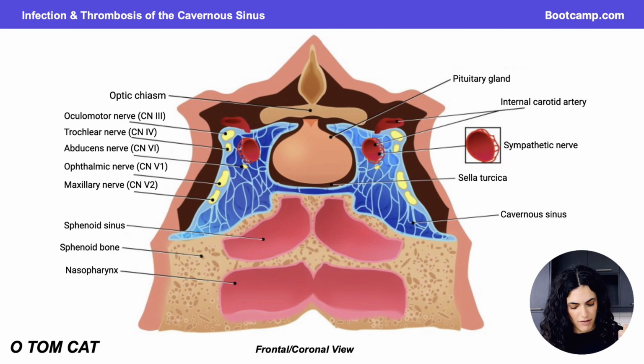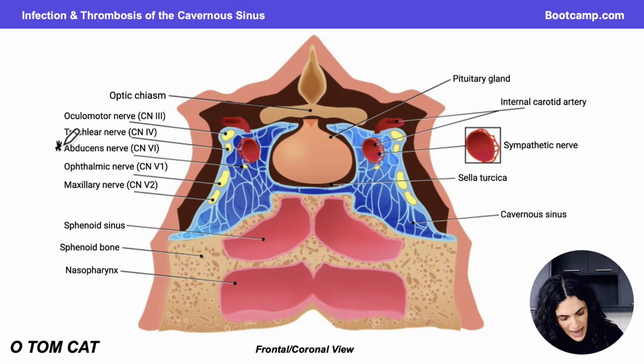Now we have some other structures that I mentioned that are traveling more medially and traveling really through the cavernous sinus. And to remember those, we can use the word CAT. So if we think of C, carotid artery, we have the internal carotid artery over here that is traveling through the cavernous sinus. We can then also see immediately inferior to the carotid artery, we're going to find the abducens nerve, also known as our cranial nerve number 6.